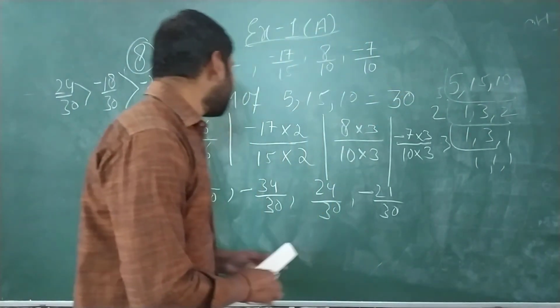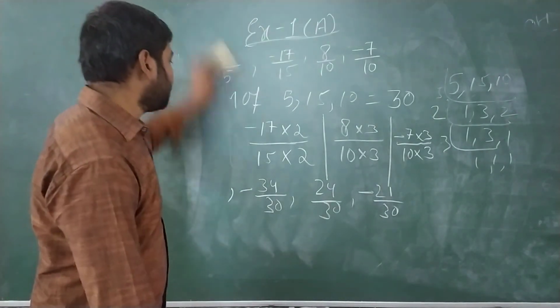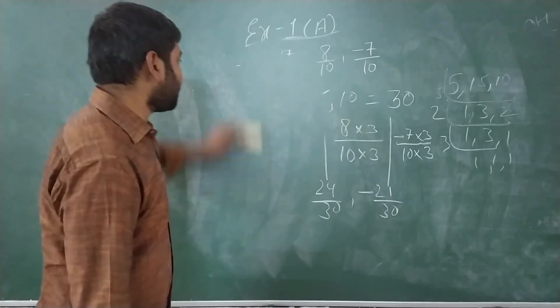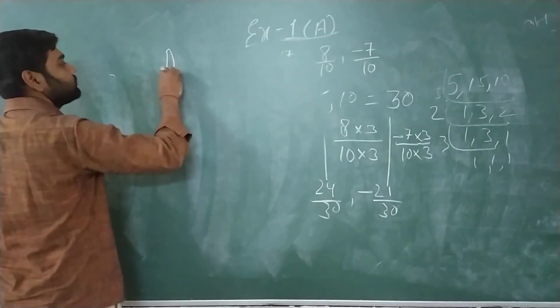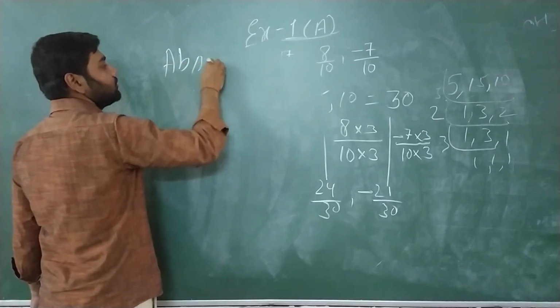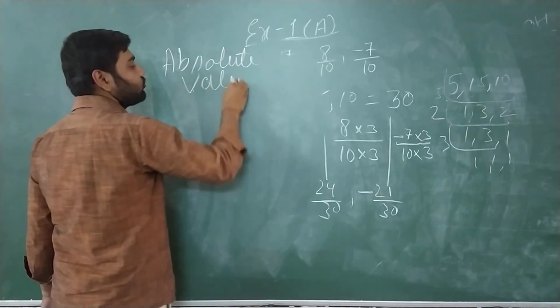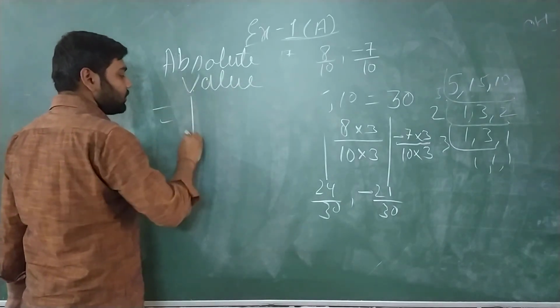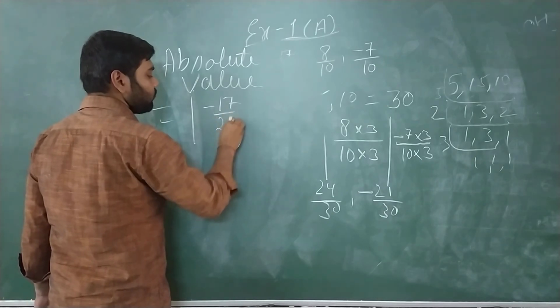After this, one more thing we have to study in this exercise is absolute value. What is absolute value? See here, absolute value means positive value. Okay, in absolute value we will place something like 17 upon 24.